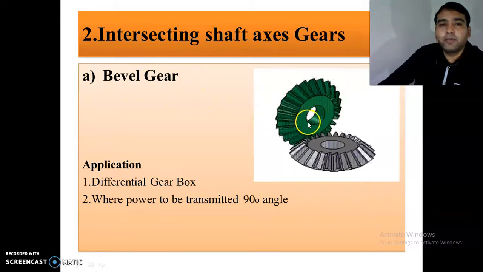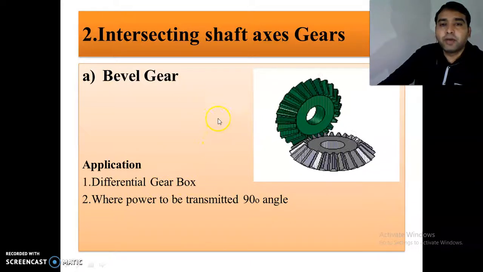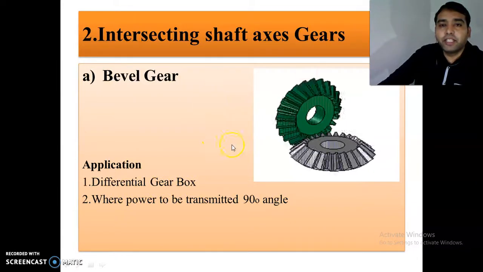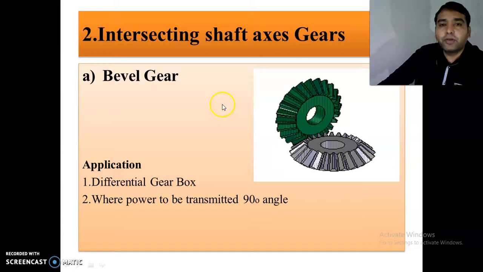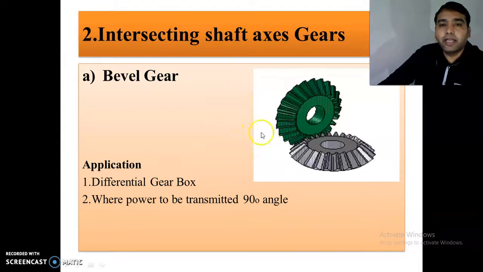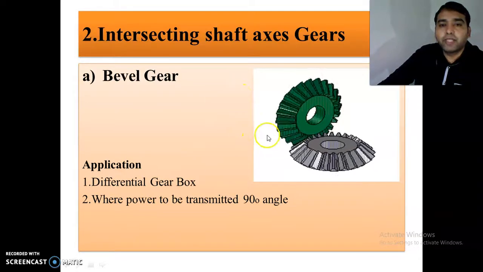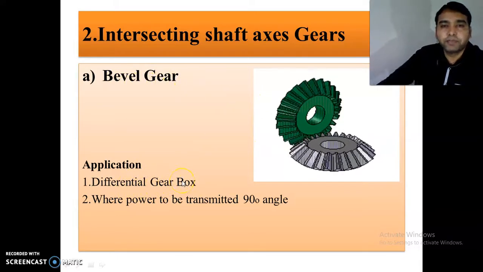That's why this type of bevel gear is used in the differential gearbox. The power is coming from the engine and transmitted to the wheel. So power is transmitted at a perpendicular 90-degree angle. So in that case, the bevel gear are used. So it is used in the differential gearbox.